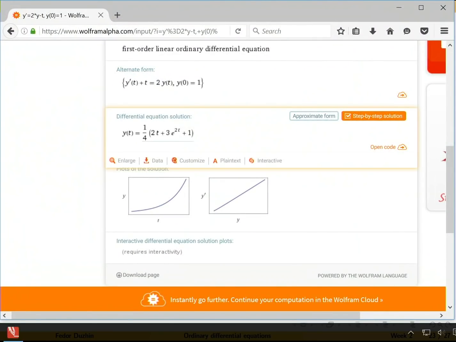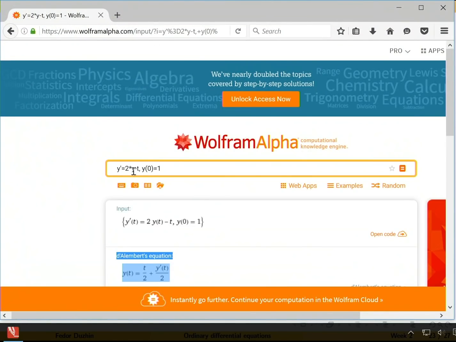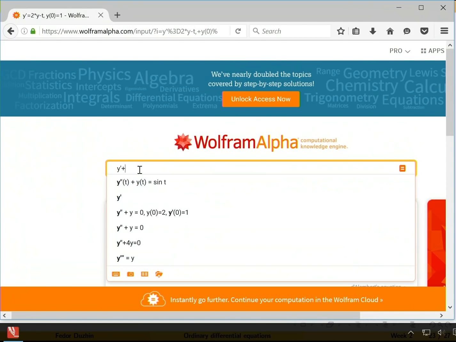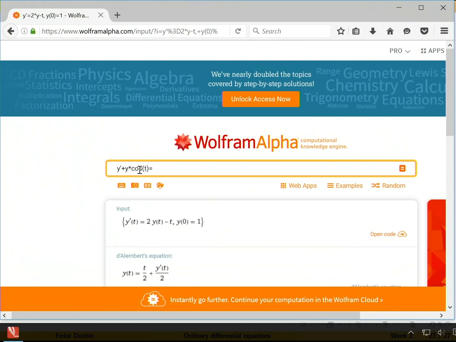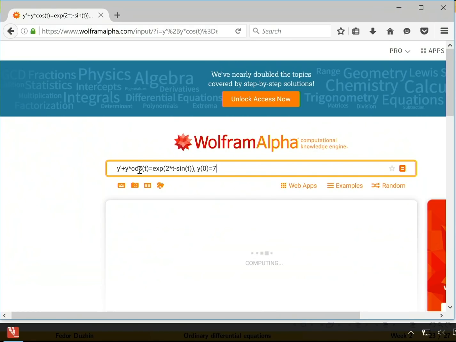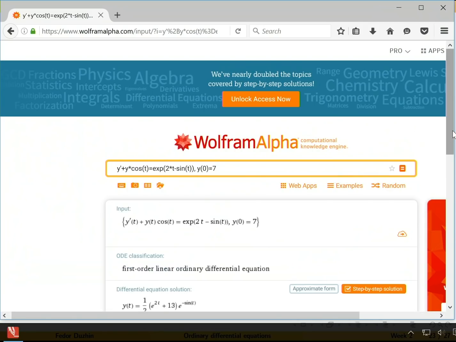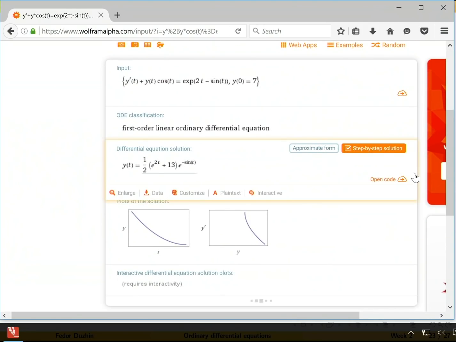This is the lazy method of verification by doing it in Wolfram Alpha. So y prime plus y times cos t equals the exponential function of 2 times t minus sine t, and the initial condition is y of 0 equals 7. And that's exactly the same thing as we got.